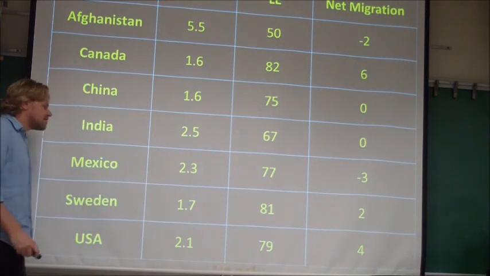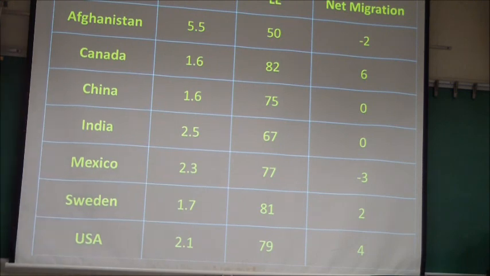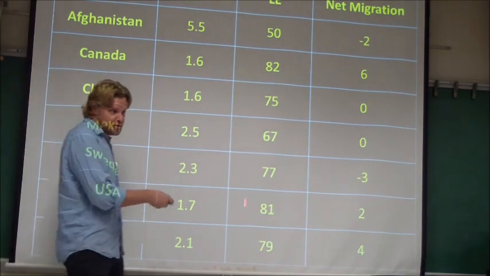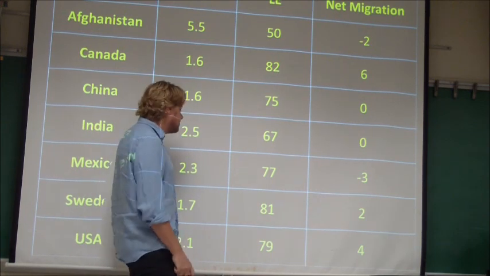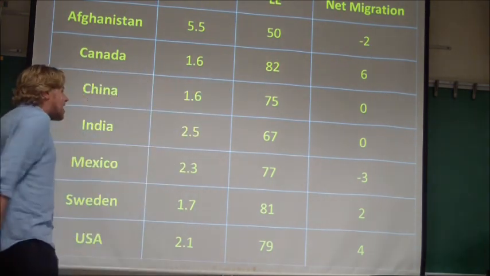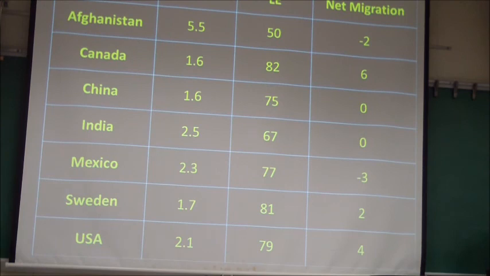LE is life expectancy. So I like to think of this as how many more years on average you have left to live. Tick tock, tick tock. Not how many years on average you're going to live, it's how many you've got left. That window's closing, it's sad but true. But anyway, in Afghanistan, the average person lives to 50. Whereas in our developed countries, i.e. Canada, Sweden, United States, it's a higher number. And so life expectancy plays a key role.